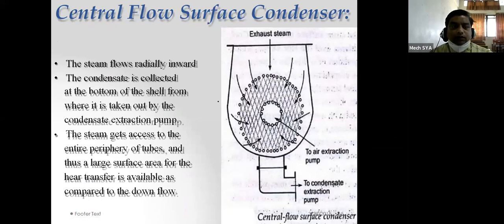Central flow means what? Steam flows radially, in this direction. The central air extraction pump is located at the center. Okay, and the steam gets access to the entire periphery of the tubes. The steam gets access from the entire periphery. And a large surface area for heat transfer is available as compared to the downflow. So radial flow is a little bit more effective than the downflow.